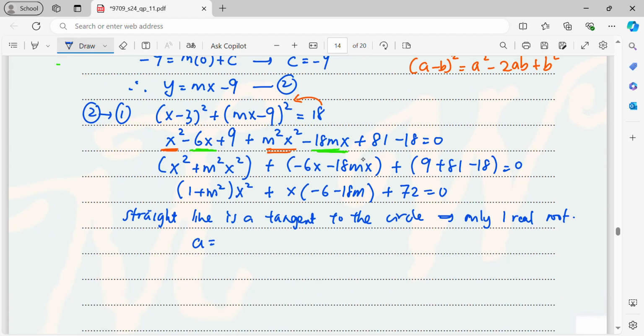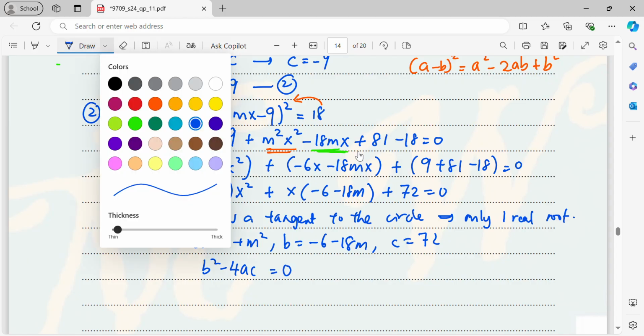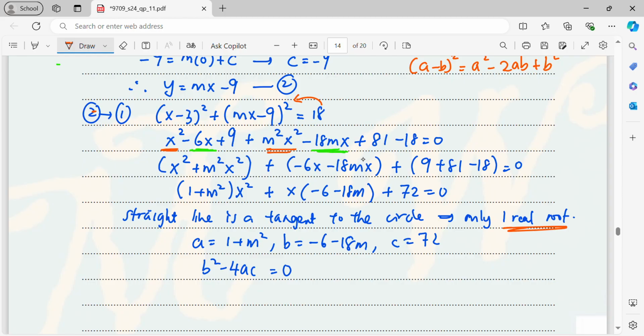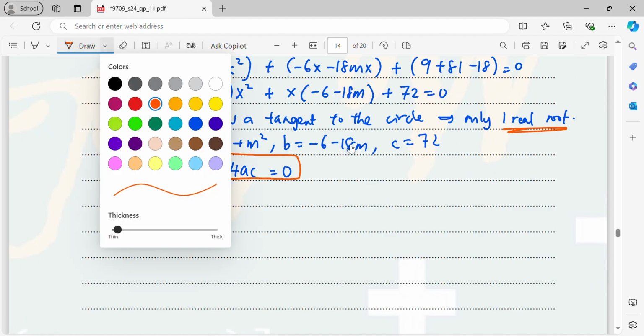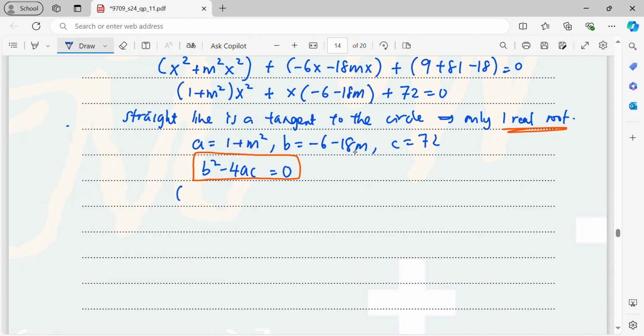That means now my a, the coefficient for x squared, is 1 plus m squared. Then my b is minus 6 minus 18m. And then my c is going to be 72. So now b squared minus 4ac equals to 0 because of one root. Only one real root. Therefore, b squared minus 4ac equals to 0. And now this is how we find the m. So replace accordingly. You will get minus 6 minus 18m, you square it. Then minus 4, the a is 1 plus m squared, then the c is 72, equals to 0.